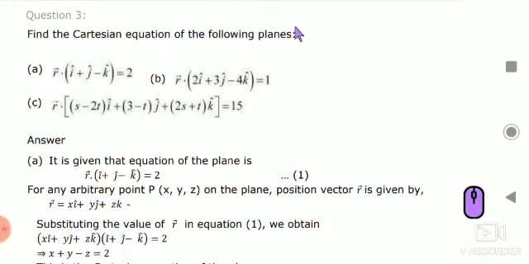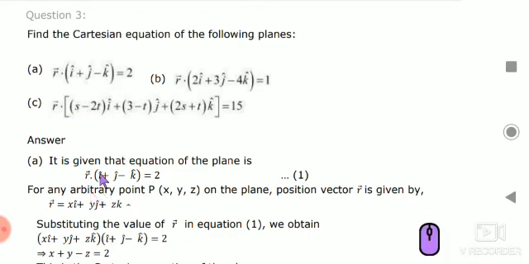Dear students, moving to the next question. Find the Cartesian equation of the following planes. The first plane is vector r dot i plus j minus k is equal to 2. This is the vector equation of a plane given to you. We are going to represent it in the Cartesian form. This is also one of the questions we can expect in the examination for 2 marks. Second, vector r dot 2i plus 3j minus 4k is equal to 1. The third question will be given for homework: vector r dot (s minus 2t) i plus (3 minus t) j plus (2s plus t) k is equal to 15. Let us begin with the first question.